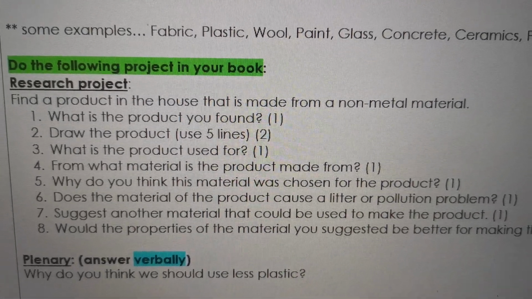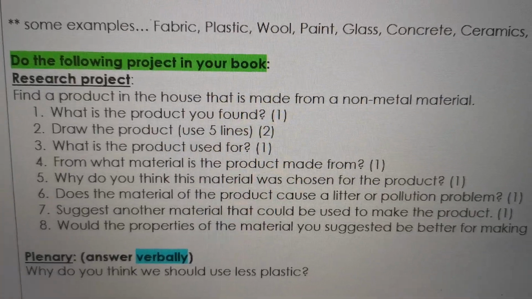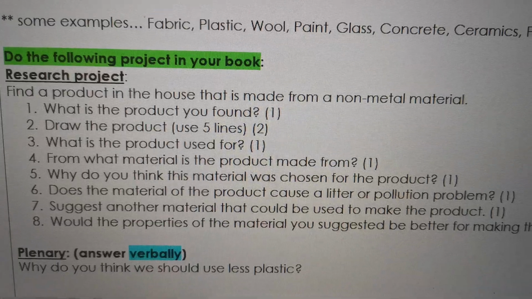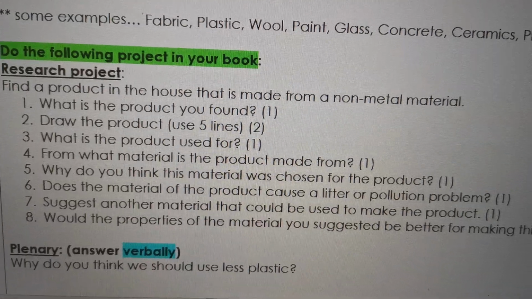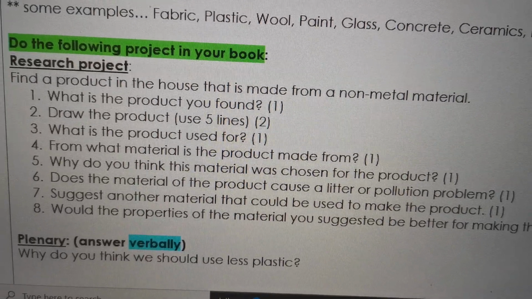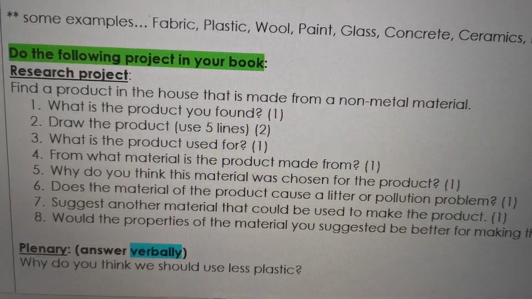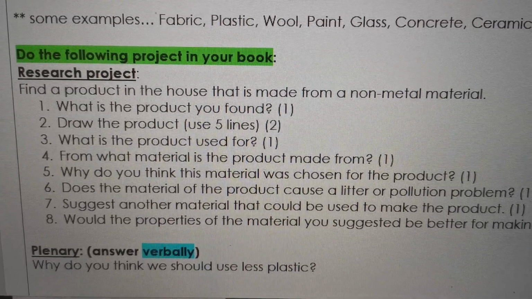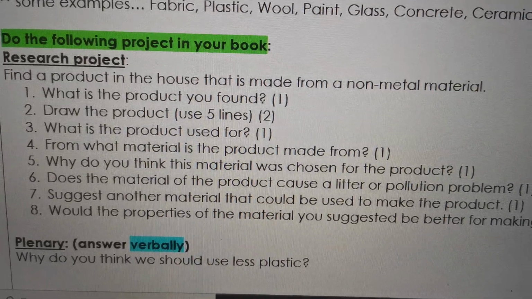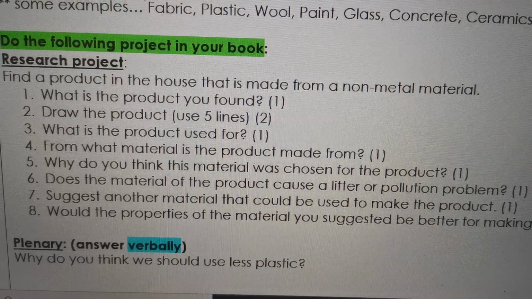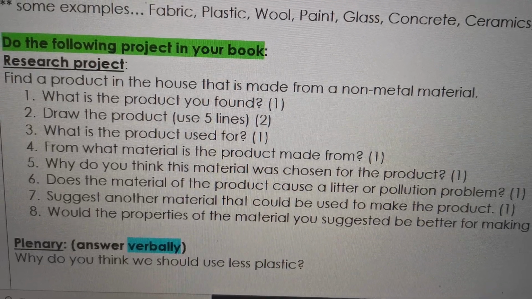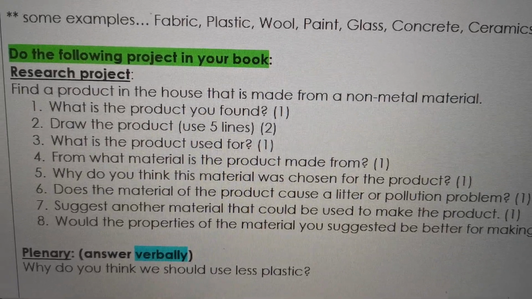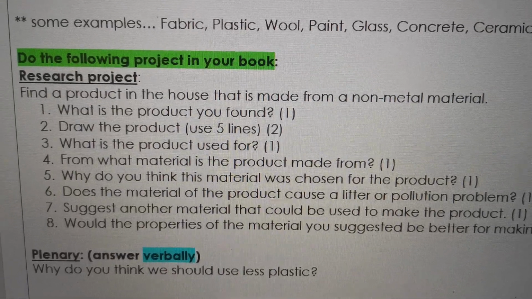From what material is the product made from? Okay, my mug is made from ceramics. So what is your product made from? Okay. Question 5. Why do you think this material was chosen for the product? Okay, now I have to think, why did they pick ceramics for a mug? Well, I think ceramics is durable, so it will last a long time. It is waterproof, and I think it keeps your hot drinks warm.